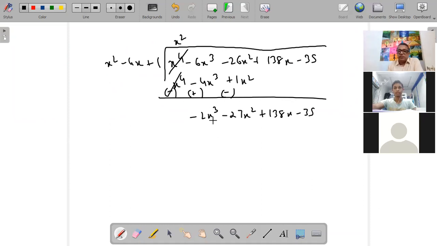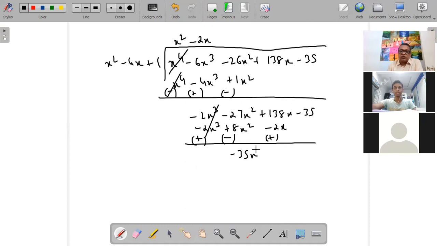Now this is x square and this is minus 2x cube. X square has to be multiplied by minus 2x. X square into minus 2x, we will get minus 2x cube. Minus 4x into minus 2x, we get plus 8x square. Yes, there are two negatives, so you will get plus 8x square. 1 into minus 2x, you get minus 2x. Change the sign, and this will get cancelled. Minus 27 minus 8, you will get minus 35x square. 138 and 2, you get 140x minus 35.